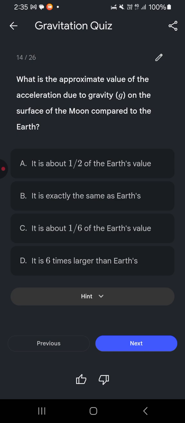What is the approximate value of the acceleration due to gravity on the surface of the moon compared to the earth?